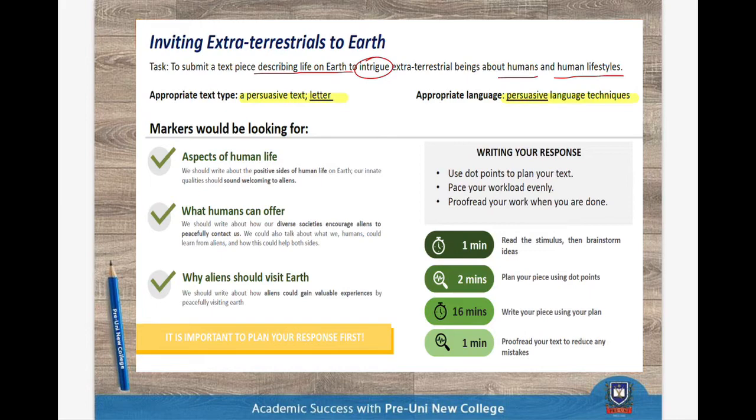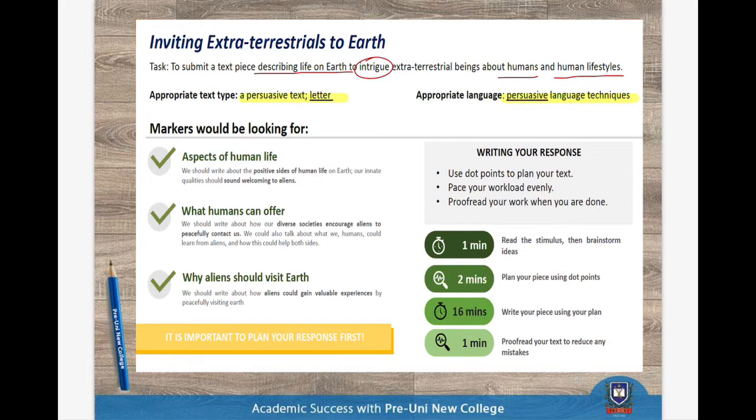So it's very important to understand what the question is talking about, the most suitable format for your writing task, and also the correct language form or language techniques that you're going to apply to make this text more interesting for the reader and essentially attract the reader's attention.